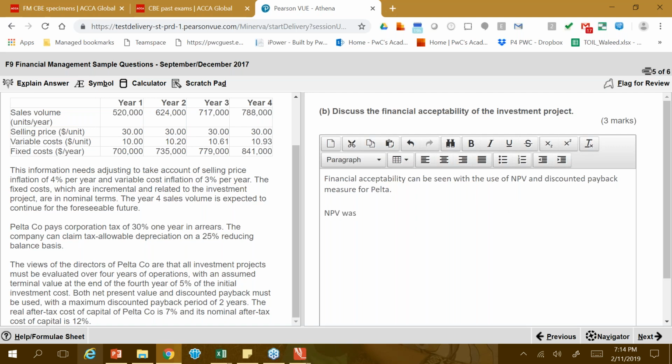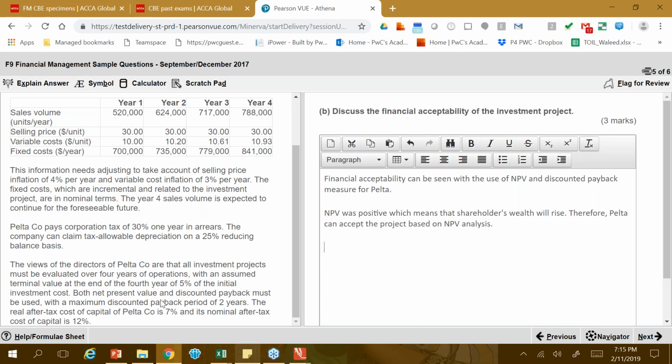NPV was positive, which means that shareholders' wealth will rise. Therefore, Pelta can accept the project based on NPV analysis. That's it. 1 mark. Yeah, 1 mark, but constructing a proper sentence.